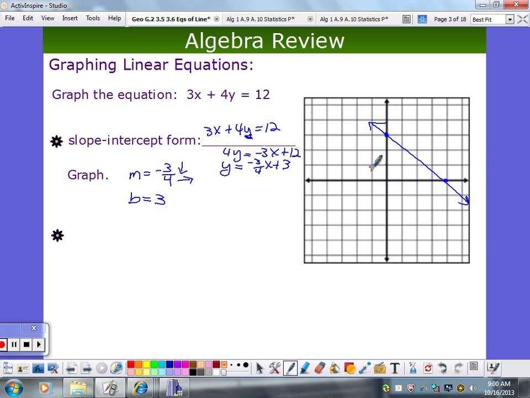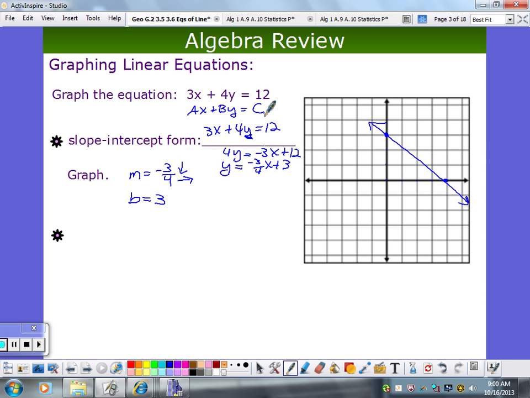Now there's another way we can approach them. Sometimes, especially one like this, when they're given to me in standard form. Remember standard form? ax plus by equals c. Remember that? Okay, awesome. Very often, when I see it in that form, I will use the intercept method of graphing. Anybody remember how to graph using intercepts?